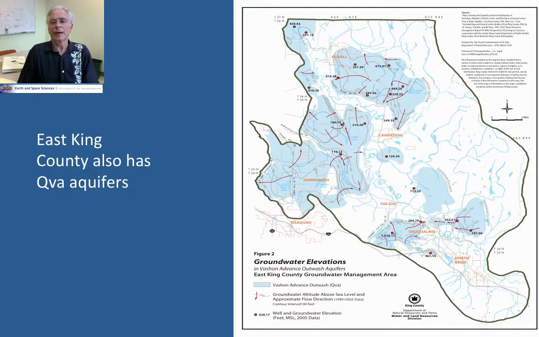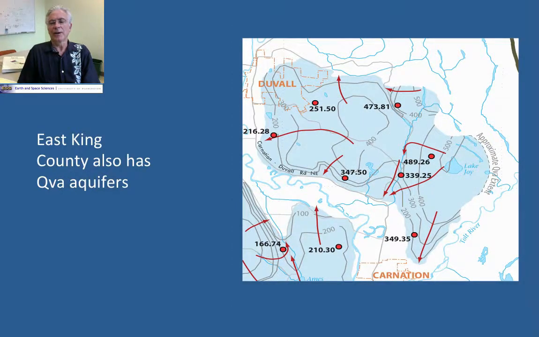East King County also has outcrops and thicknesses of QVA, and this is an area between Duvall and North Bend. I'll focus in on the area between Duvall and Carnation, where the highlighted area is again a QVA aquifer, and the contours here are in 100-foot elevations of hydraulic head. And you can see that water sits in this elevated region and it flows out and down to the adjacent valleys.